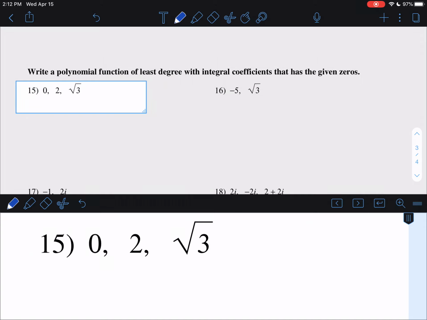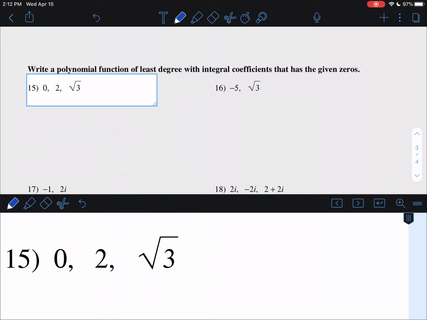So, number 15, we have a polynomial function of least degree with integral coefficients that has the given zeros. So they're telling you what 3 of the zeros are. Intuitively, you have to know what the other one is. Or there might be more than one extra one. I know that there's one like this on the test, and it's saying polynomial function, least degree, integral coefficients, rational coefficients. Well, integral, you can just assume it's rational. So if I have the square root of 3, that means I also have negative square root of 3, just like I discussed in the section up there.